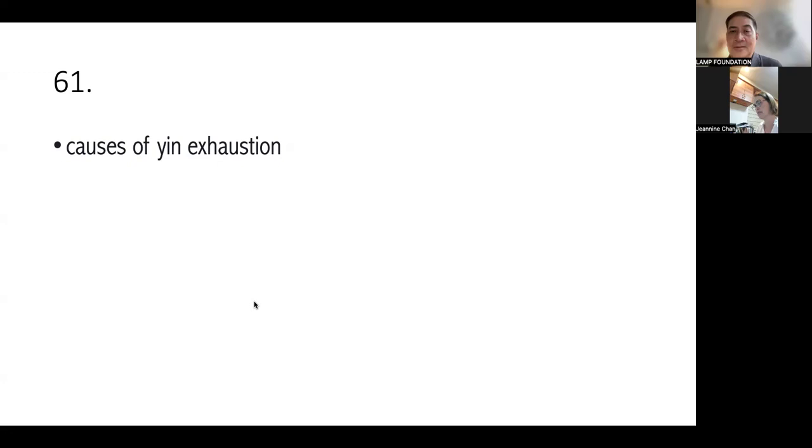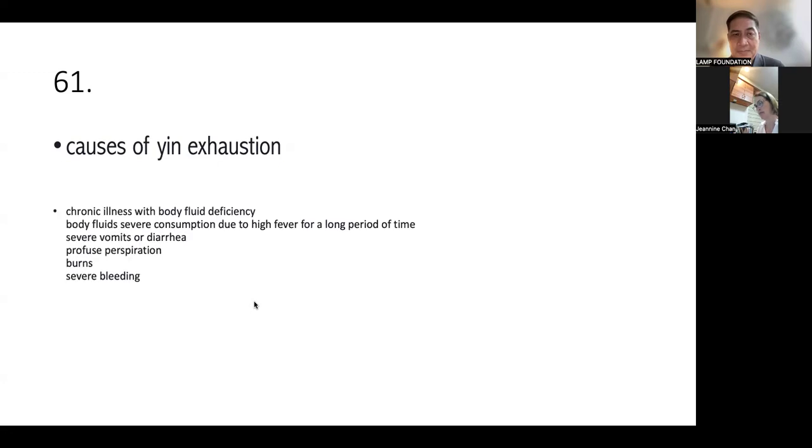Chronic illness with body fluid deficiency, body fluid severe consumption due to high fever for a long time, severe vomiting or diarrhea, profuse perspiration, burns, and severe bleeding. Okay, very good. So you have to ask these things. Siyempre, pag may burns, nauubos yung fluids.